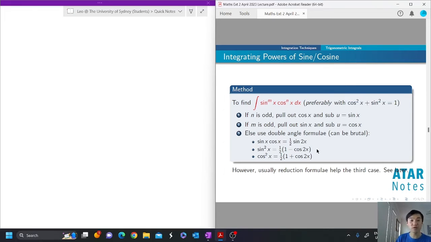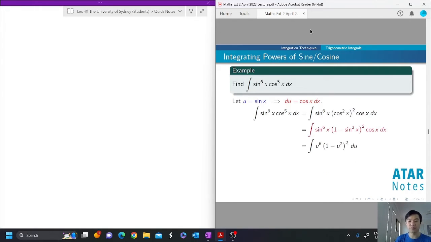But if you're not lucky and you don't get any odd powers, you might have to use double angle formulas, either the sine double angle formula or the cos double angle formulas, by rearranging using that. But it can be brutal and a bit of an algebraic nightmare. Sometimes you might get a question in the context of a reduction formula, which will help in the third case, and we'll be talking about reduction formulas at the end of today's lecture. So let's look at integrating powers of sine and cos now.